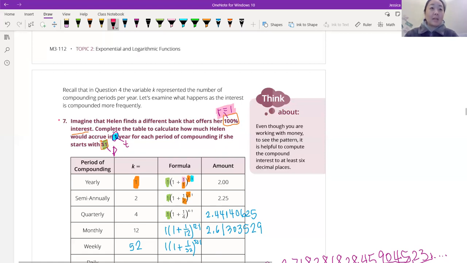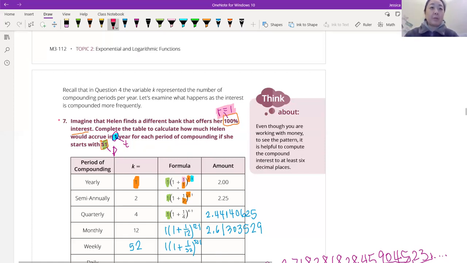Okay, and then complete this. So we're going to complete this table. So Helen, we're going to see how much she accrues in 1 year. Accruing meaning how much is she going to earn, right? How much is she going to gather, depending on the compounding? So we're going to do a variety of compounding, and see which one's the best. If she starts with $1, so she's not starting with a lot, it's just $1, right? But we're assuming after 1 year, she should have $2, right? If we're compounding yearly.